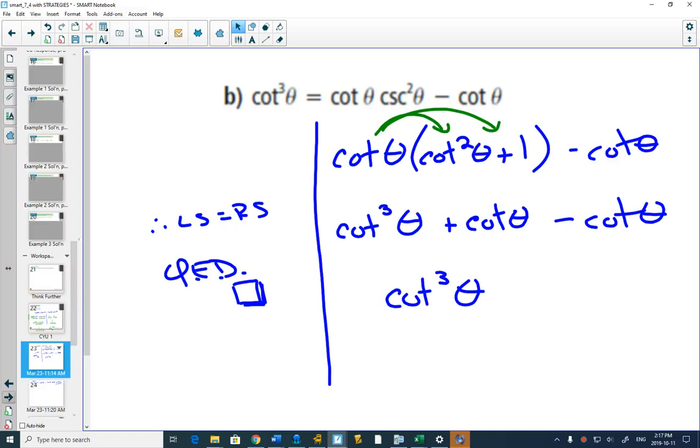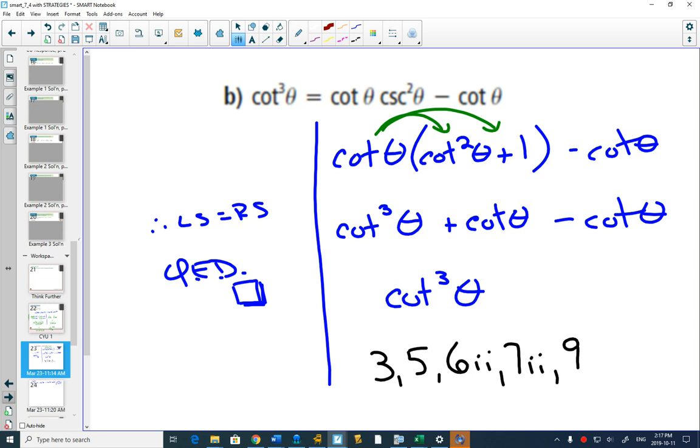Okay, so you have more proofs on that sheet when you take home. The questions from this one are 3, 5, 6 II, 7 II, 9 II.